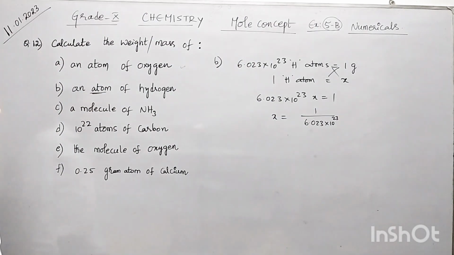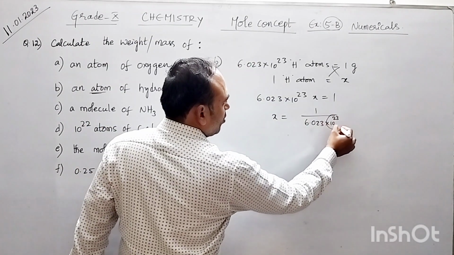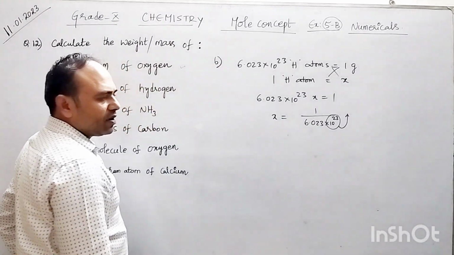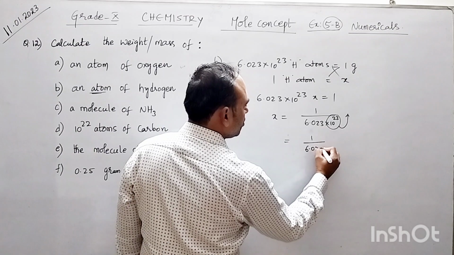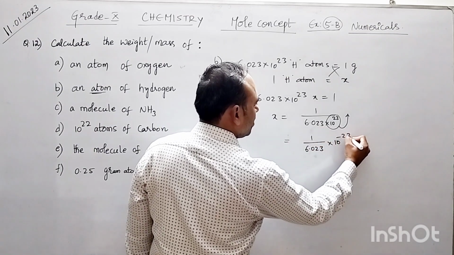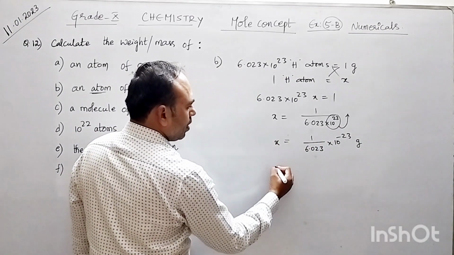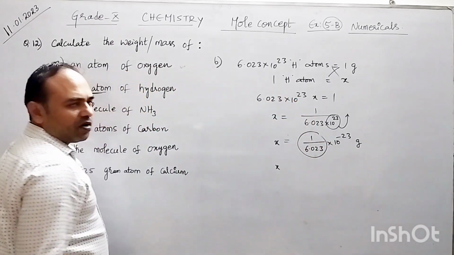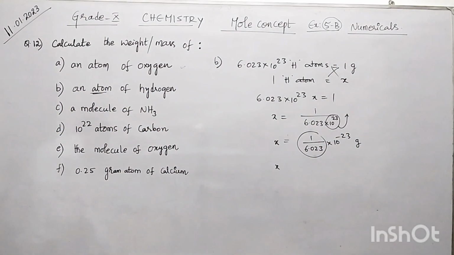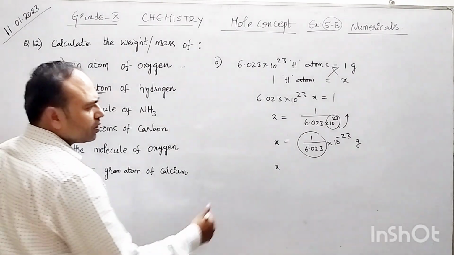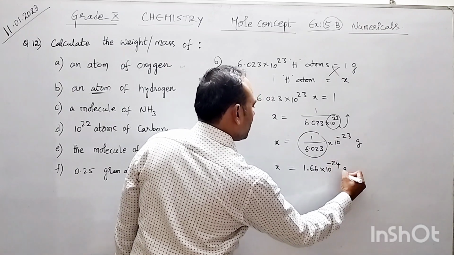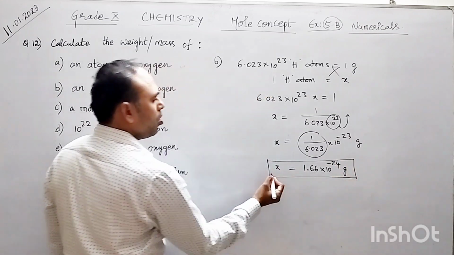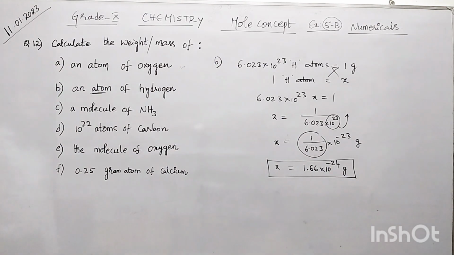Hope you have understood up to this. Now the denominator 10 to the power of plus 23, when it comes to the numerator, becomes 10 to the power of minus 23. Therefore 1 by 6.023 into 10 to the power of minus 23 grams. For convenience, I have already calculated 1 by 6.023, and the total will become 1.66 into 10 to the power of minus 24 grams. Hope you have understood the method. Apply the same thing and find out for NH3.